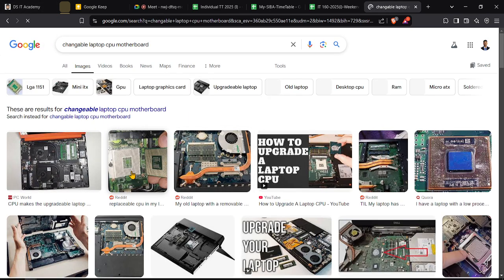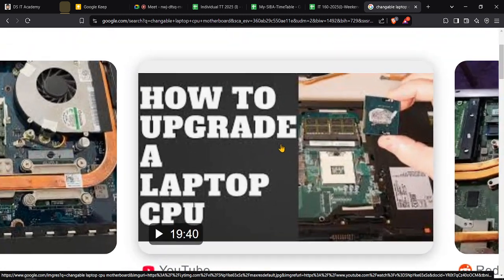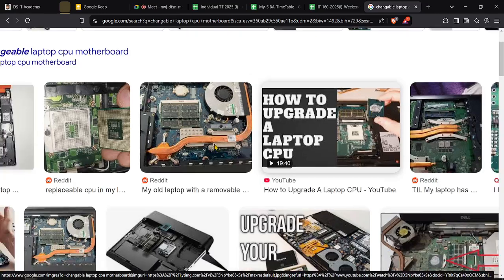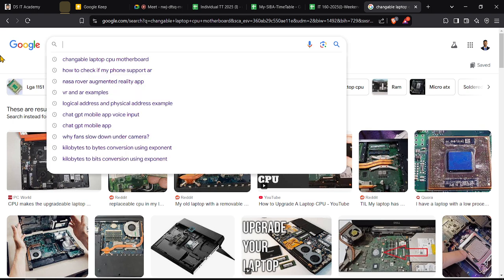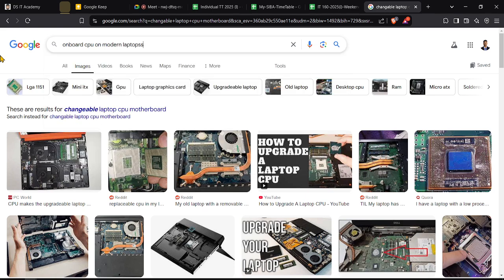Right here. Yes, there are some videos also on how to upgrade the laptop CPU. So it means all laptops were able to switch their CPUs, right? But nowadays, the CPU is not changeable in modern laptops. Onboard CPU on modern laptop.